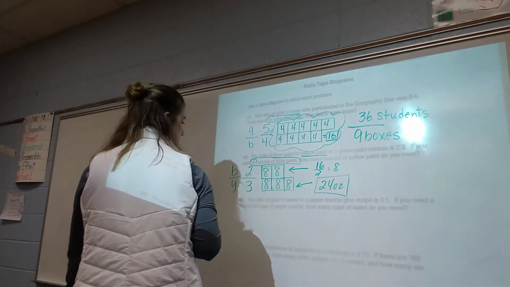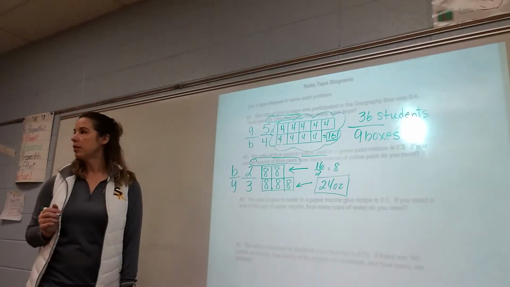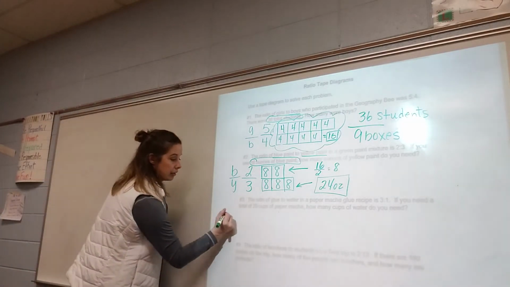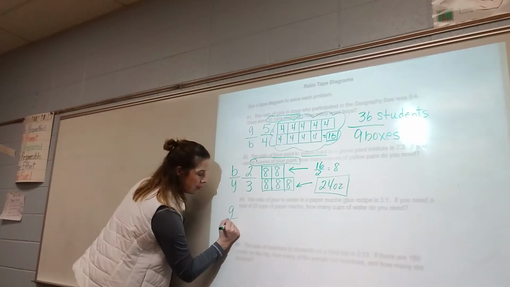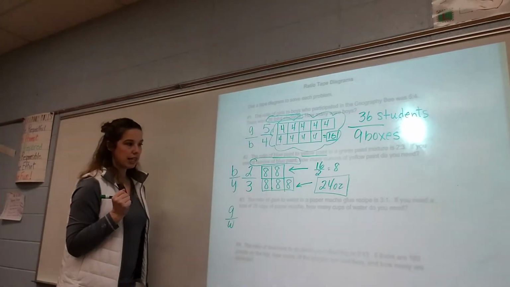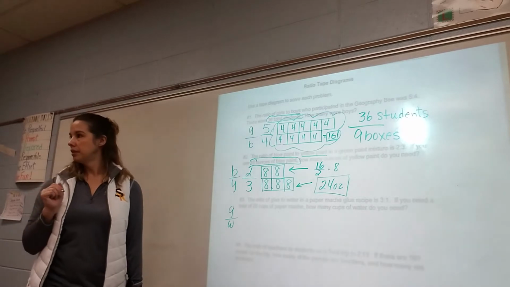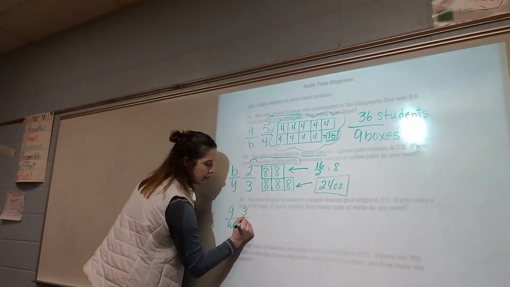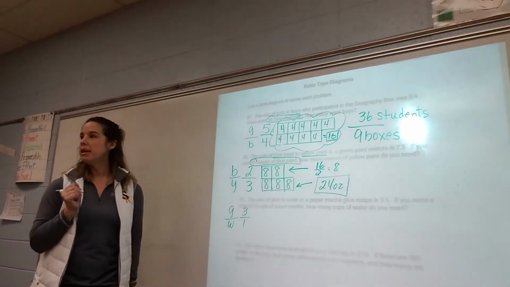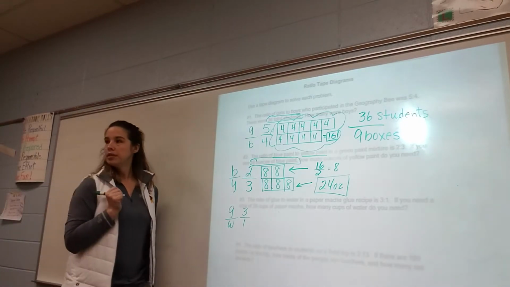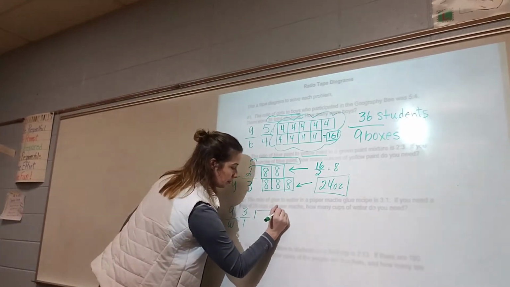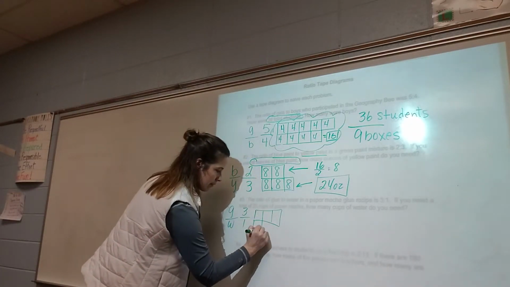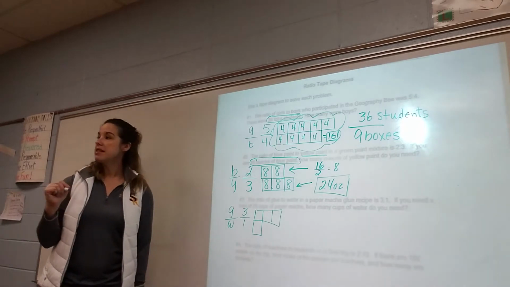Okay, so what's my ratio in words? What 2 things are we comparing? Glue to water. And that ratio is what? 3 to 1. 3 parts glue to 1 part water. So how many boxes for the glue? 3. How many boxes for the water? 1. Everybody have this?